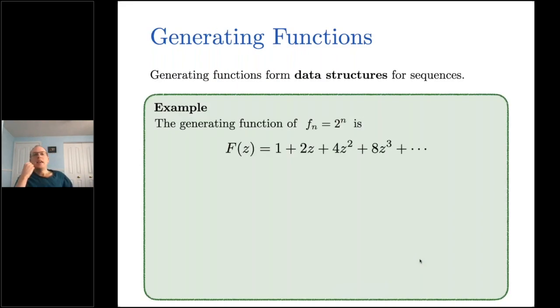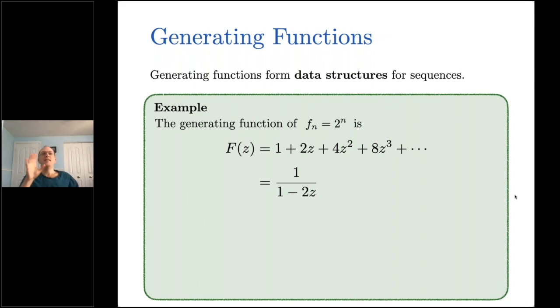One of the key things to take away from this talk is that generating functions form data structures for sequences. So for instance, the generating function of the sequence f(n) = 2 to the n is 1 plus 2z plus 4z squared plus 8z cubed, etc. It turns out this is equal to a very nice rational function, 1 over 1 minus 2z.